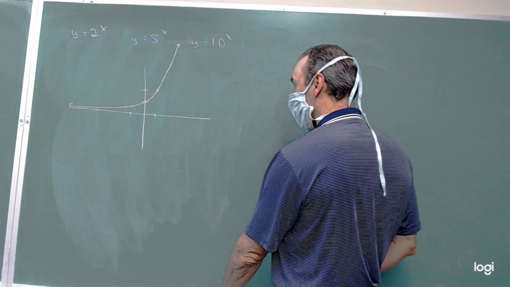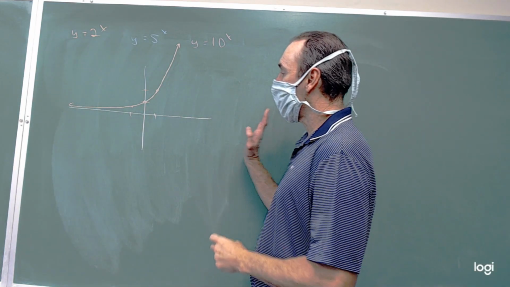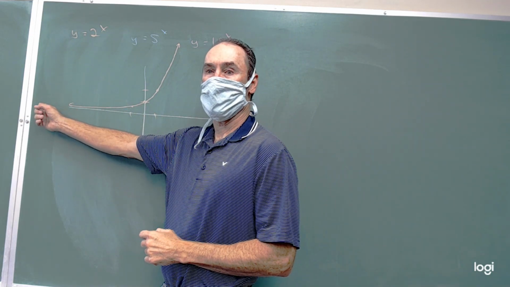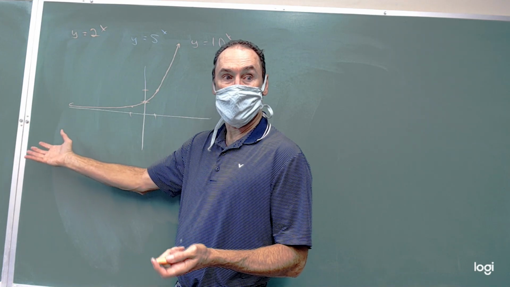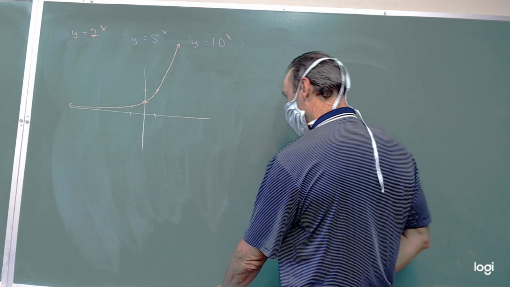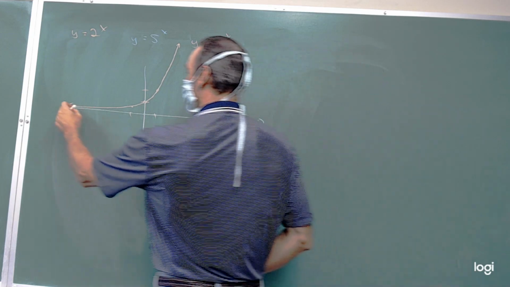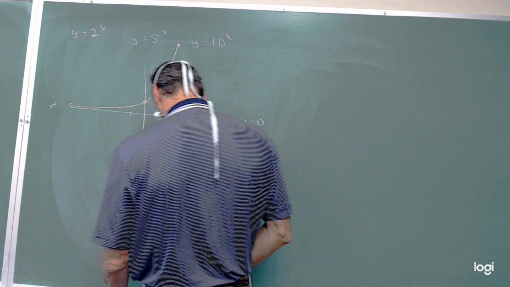Now we notice that as you go way out there to the left, it's getting closer and closer to the x-axis. It's never actually going to touch the x-axis, and so we call that a horizontal asymptote. So it has a horizontal asymptote at 0.